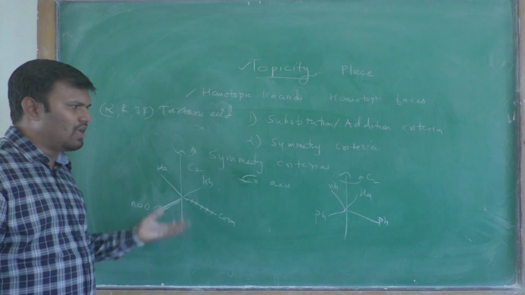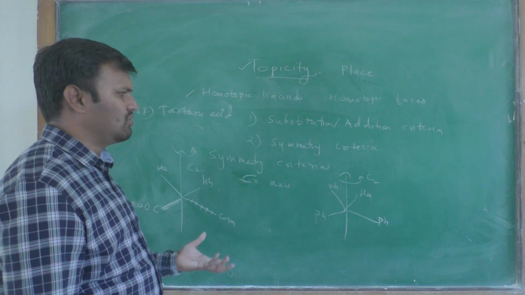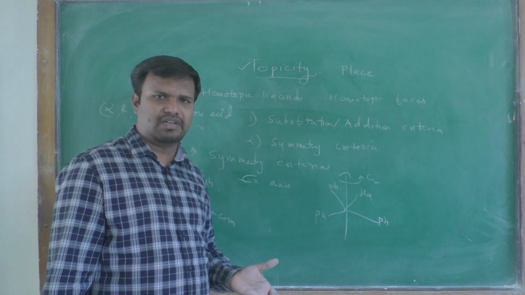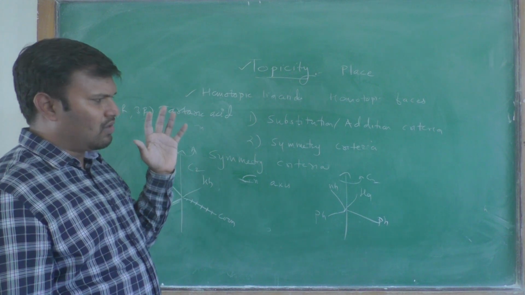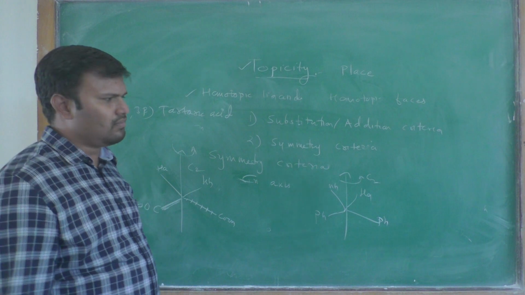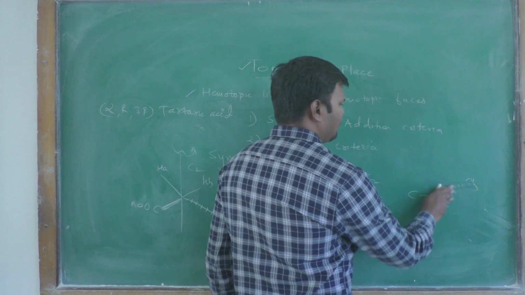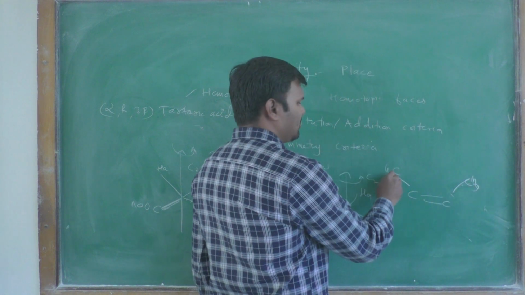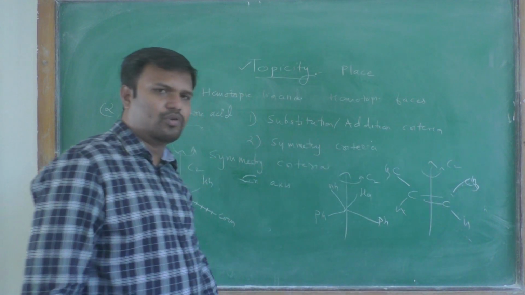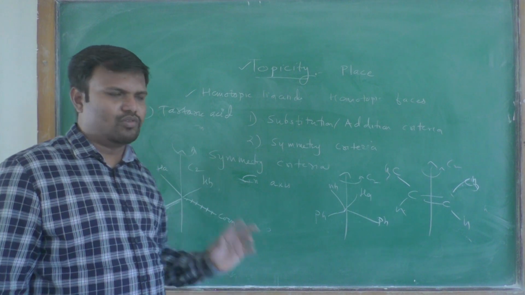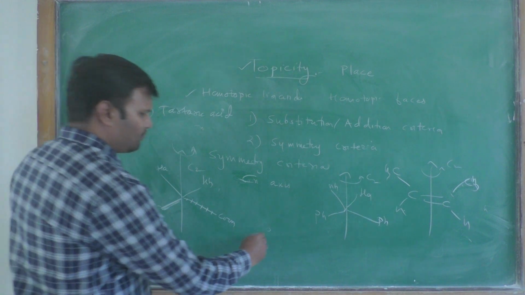Therefore, when there is a C2 axis or Cn axis of symmetry, your groups get exchanged by the C2 or Cn axis of symmetry. These groups should be considered our homotopic ligands. Another example is CH3, a cis compound. There is a C2 axis of symmetry, therefore both faces are homotopic.